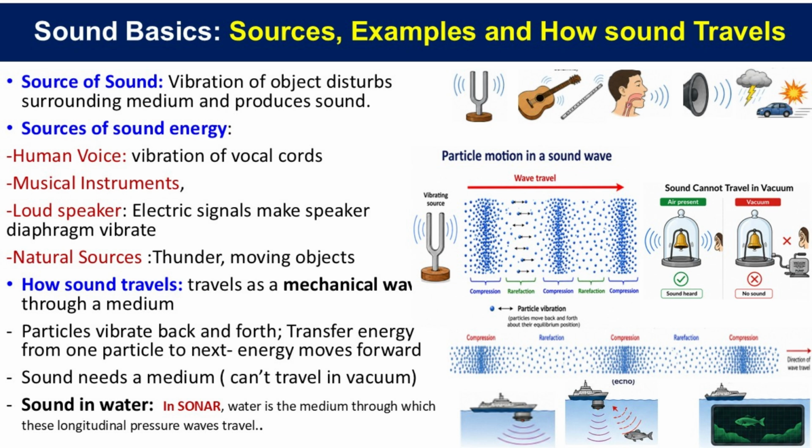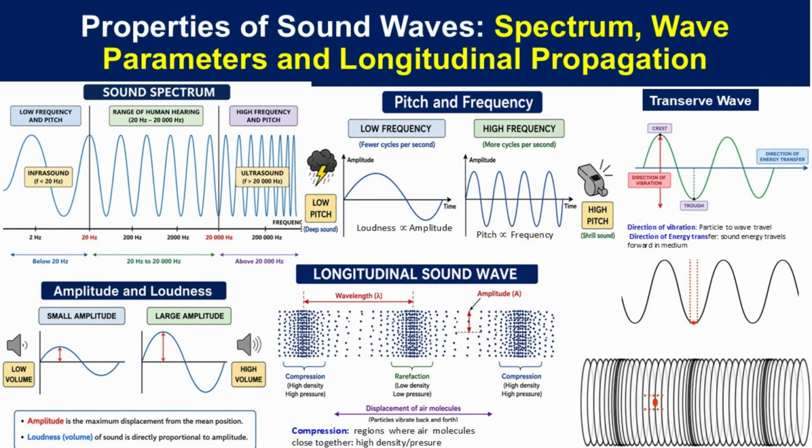Now let us look at the important properties of these sound waves. Properties of sound waves. Let us begin with the sound spectrum. Sound is classified mainly by frequency. Below 20 Hz is called infrasound. The approximate human hearing range is 20 Hz to 20 kHz. Above 20 kHz is called ultrasound. Sonar may use audible or ultrasonic frequencies depending on the application.